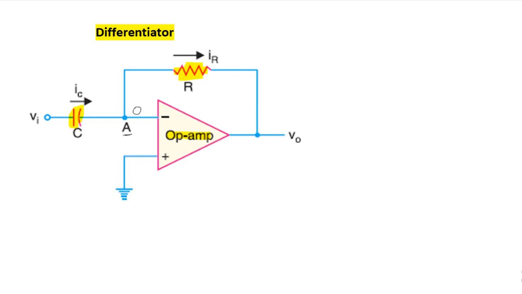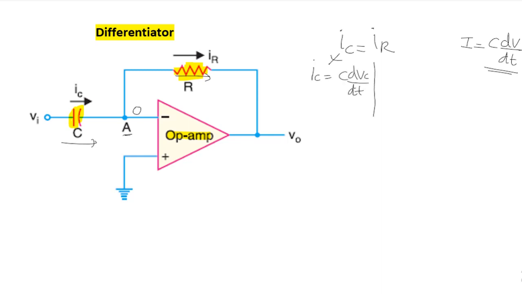So I can write down IC is equal to IR. All the current that passes through this capacitor C will pass through the resistance R. Now what is IC and what is IR? We know that the current through a capacitor I is equal to C into dV by dt. This we have already shown. So I can write down IC is equal to C into dVc by dt. Now what about IR?